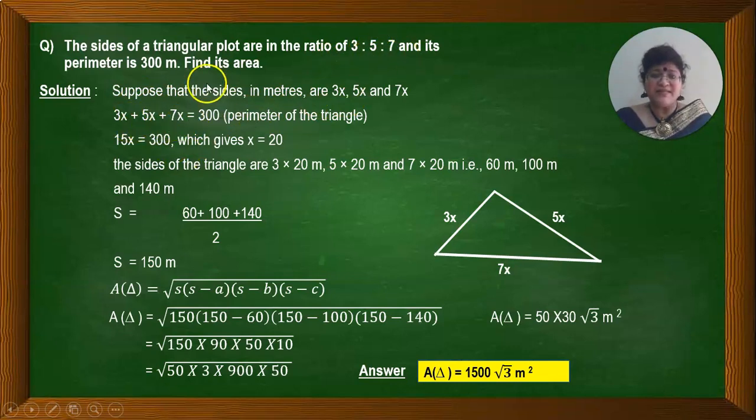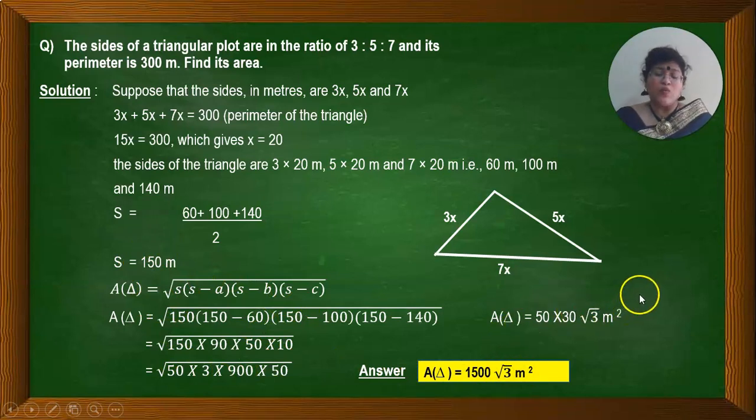And the perimeter is 300, so the total is 300. When you solve it, you get x as 20. Substitute this 20 in 3x. So you get 3 into 20, 5 into 20, 7 into 20. So with that, you get the sides as 60, 100 and 140 meter. After that, you calculate the semi-perimeter. You get the answer as 150 meter. You substitute the semi-perimeter in the formula, and this is what you get as the answer.